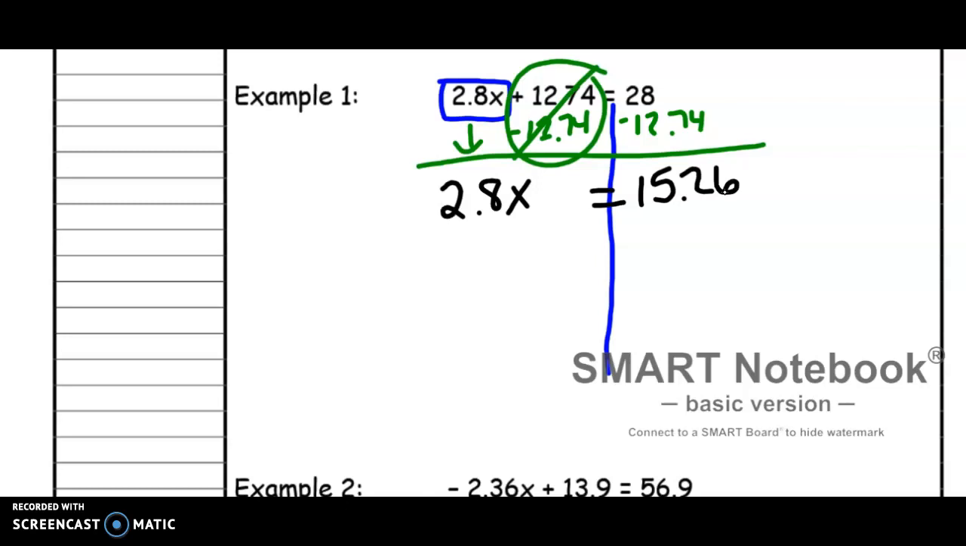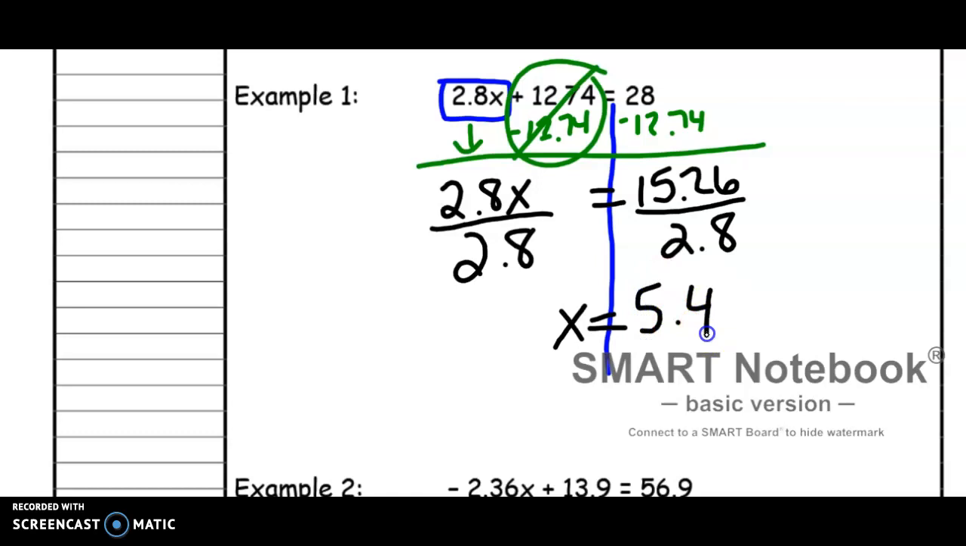The opposite operation of multiplication is division, and we show division as a fraction. So we're going to divide both sides by 2.8. Divide by 2.8, and we get 5.45 is our answer. We are finished with example 1. So x equals 5.45.